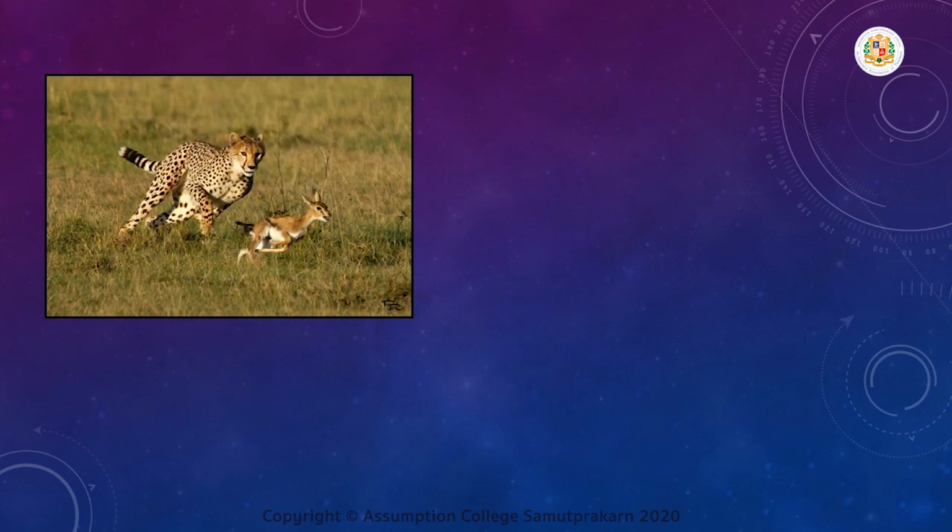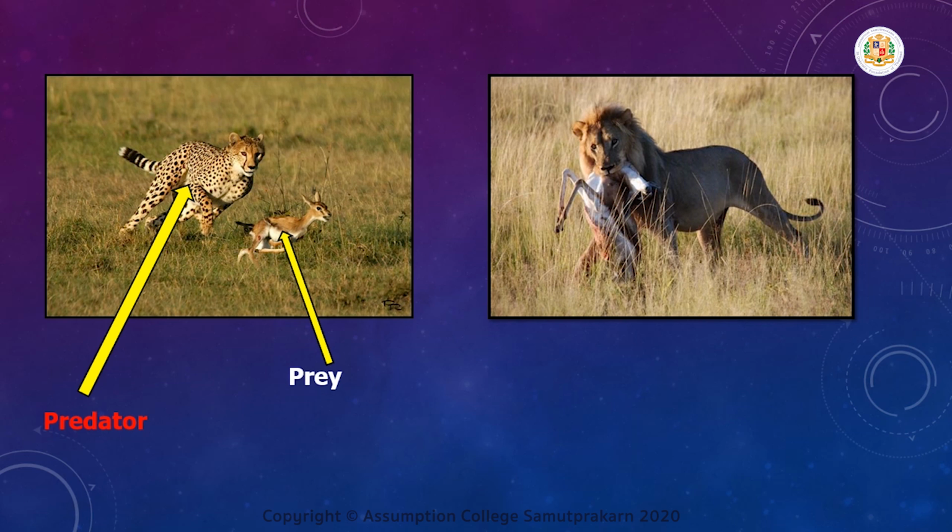Alright, I will explain about predator and prey. In this one, you see 2 animals. The cheetah is there. Which one is the predator? This cheetah is the predator because they hunt and kill their prey. And this deer is prey. In this picture, the lion is the predator and this deer is prey.